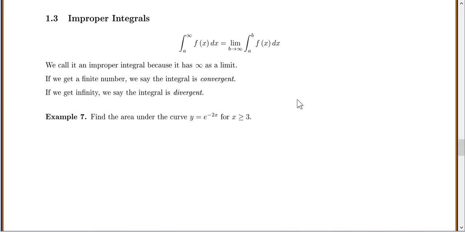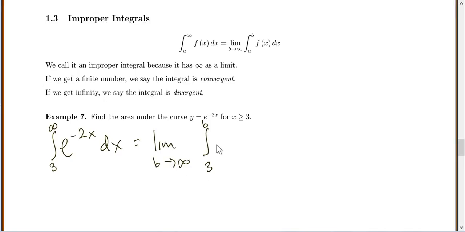So let's try some examples. Let's find the area under the curve y equals e to the negative 2x for x greater than 3. So that means for our area, we're going to go from 3 to infinity, because they didn't give us a stopping point, of e to the negative 2x dx. So technically, again, this is the limit as b goes towards infinity, and we'll integrate from 3 to b, e to the negative 2x dx.